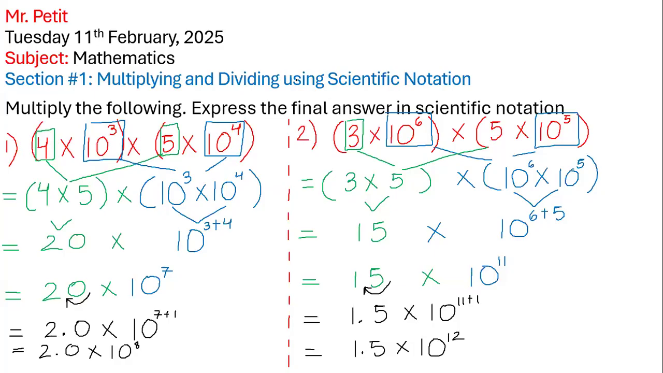Do we understand that? Let me know if you understand that, please. Yes, sir. Mr. Petit? Go ahead. To me it looked like because you moved the decimal over, that's why you added the one over there. That's correct. That's the reason.